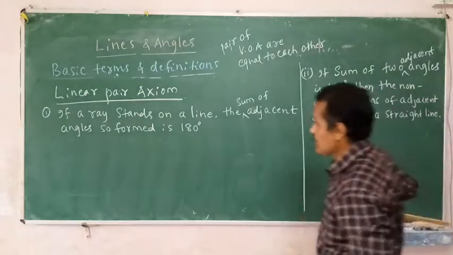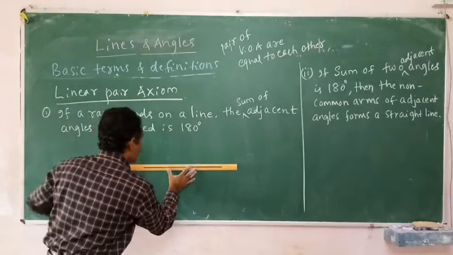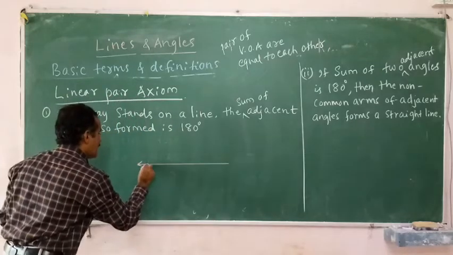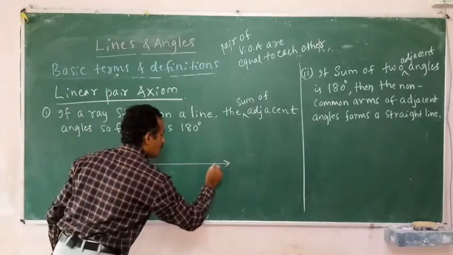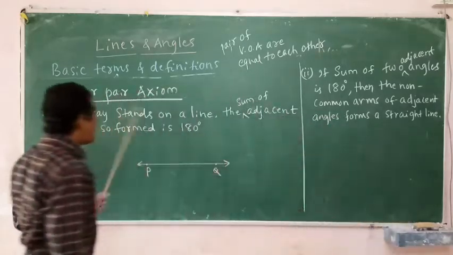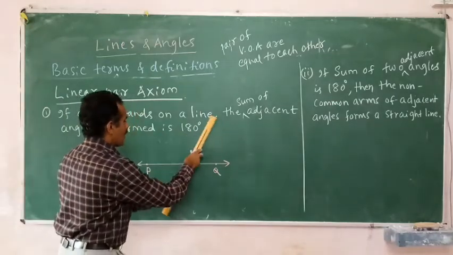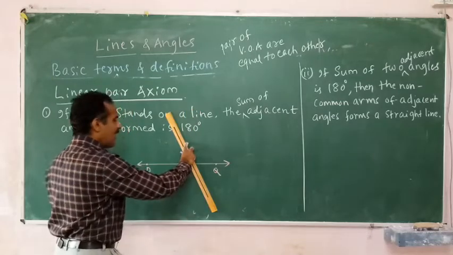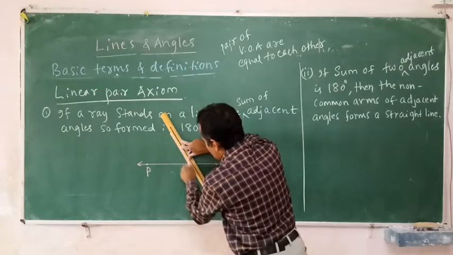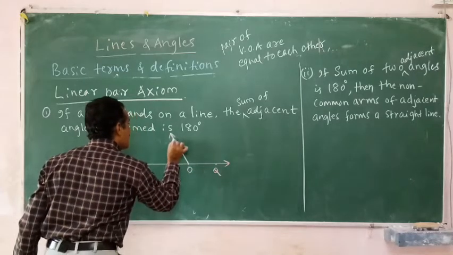First let me explain the meaning of this. If a ray stands on a line, this is a line I have drawn. Let me call this line PQ. What does it say? If a ray stands on it, I have to draw one ray. I can draw a ray here, or here, or I can draw anywhere. I will draw one ray here. I will call this OM.